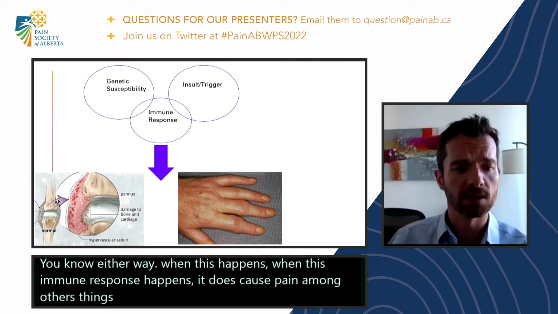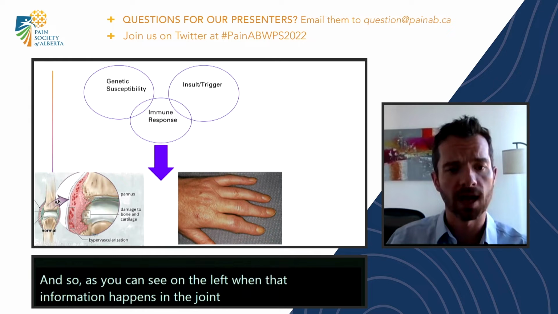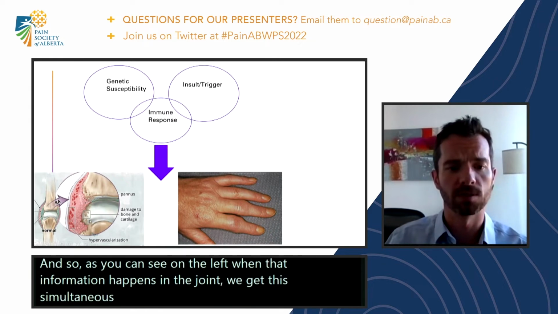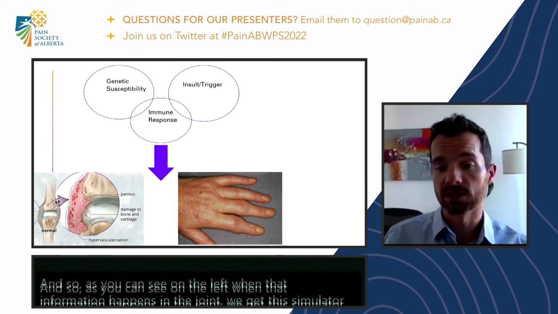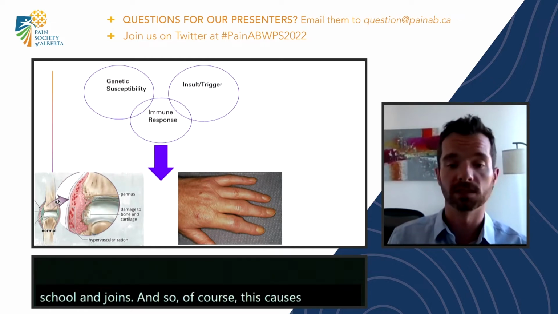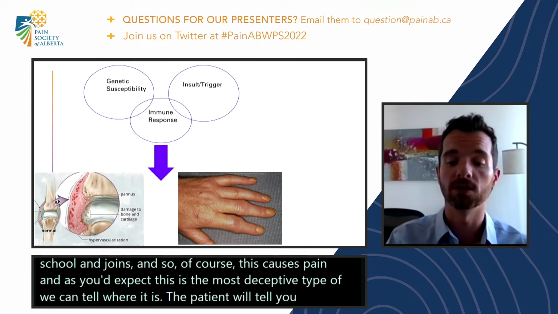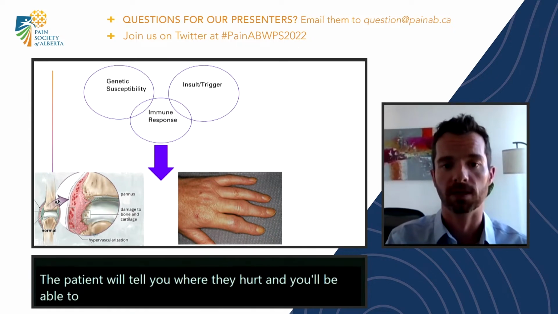And so as you can see on the left, when that inflammation happens in the joint, we get this synovial lining that proliferates and causes damage to the bone. And from the outside, it looks like swollen joints. And so of course this causes pain. And as you'd expect, this is a nociceptive type of pain. We can tell where it is. The patient will tell you where they hurt, and you'll be able to find it on exam.